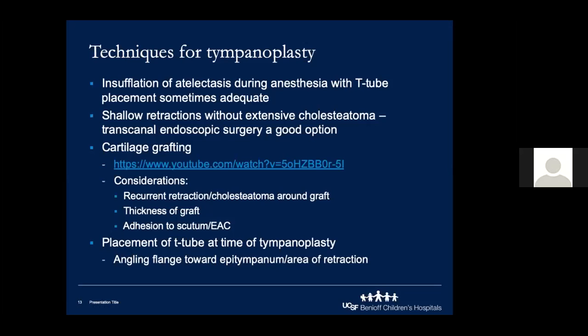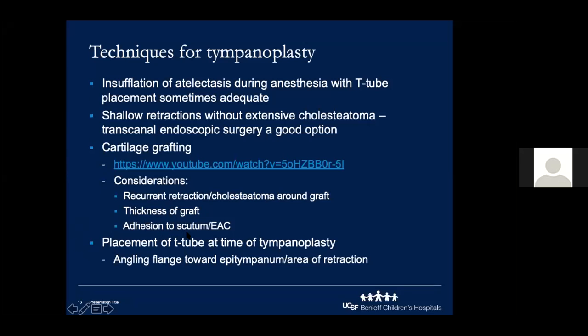In terms of issues with cartilage grafts, I think there's a chance of having a recurrent retraction around the graft, and then you have a very small area of retraction that can hide cholesteatoma and collect a big keratin pocket underneath the graft, and it's a little harder to assess. So that's one of the reasons that we may avoid it as a first line surgery. I think the thickness of the graft is important. If it's too thick, it can limit your sound conduction.